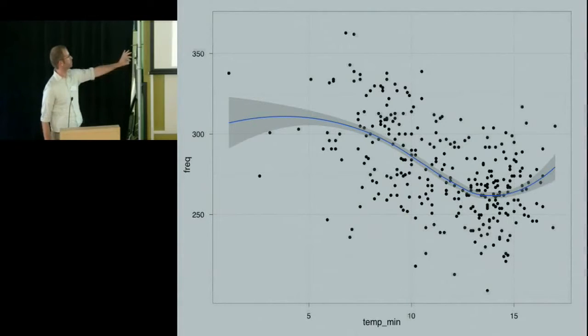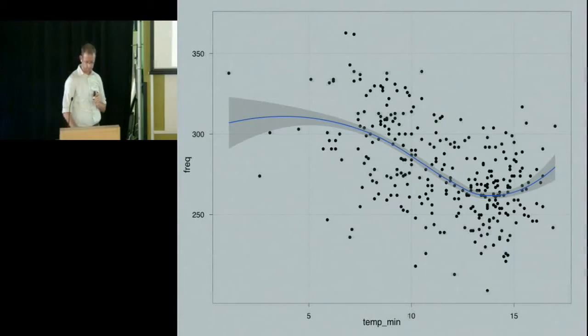Each of these points now represents a day of the year. On the x-axis, I've got the minimum temperature, and on the y-axis, I've got the number of deaths on that day. You can see, at least along here, that as it gets colder, more people seem to die. And maybe there's a little hint that when it gets really hot, more people start to die.